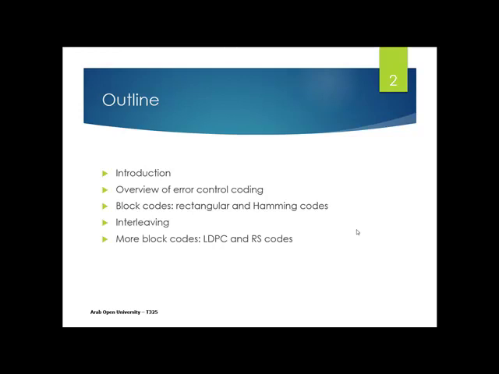Then we will have some overview of error control coding where we're going to present some concepts. Then we will move on to talk about block codes, in particular the rectangular and Hamming codes. We then move to talk about the interleaving process used with the error control codes, and finally the tutorial ends with some talk about low density parity check and Reed-Solomon codes.